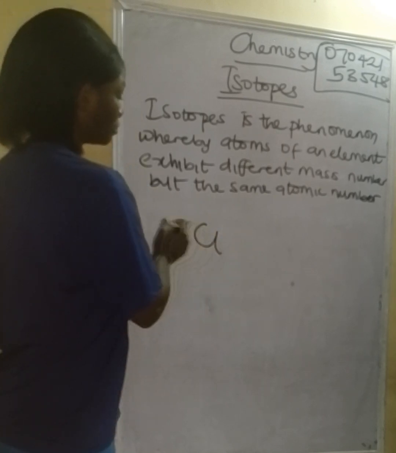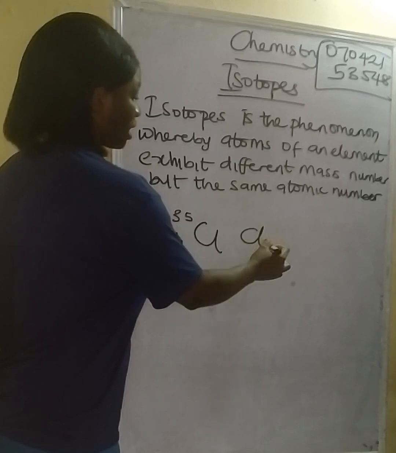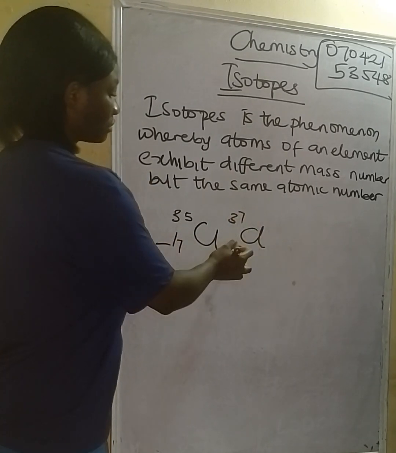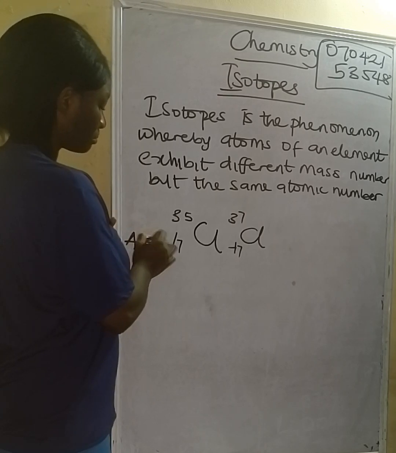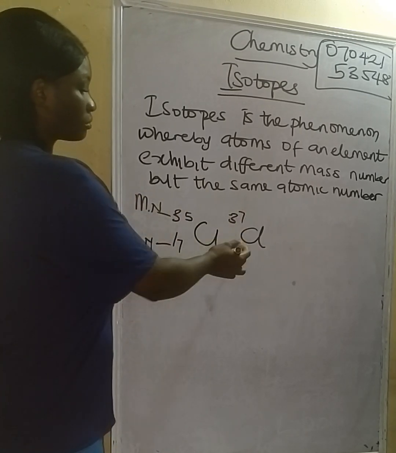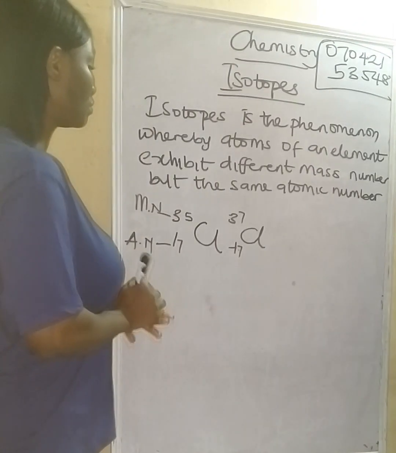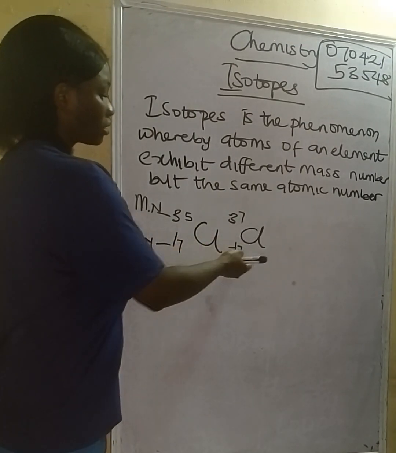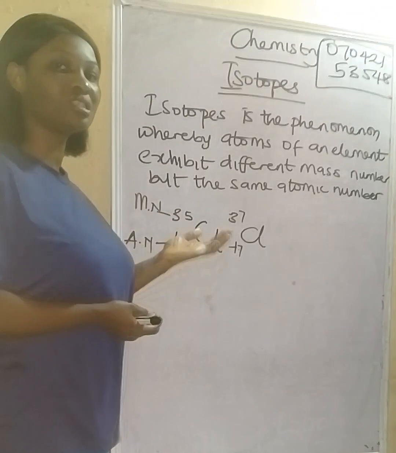Alright, so now let's take for instance chlorine. Isotopes of chlorine: we have 35, 17, and we also have 37, 17. If you look at this now, this is what? The same atomic number but different mass number. This is the mass number, this is the atomic number. So this is whereby chlorine has the same atomic number but different mass number.